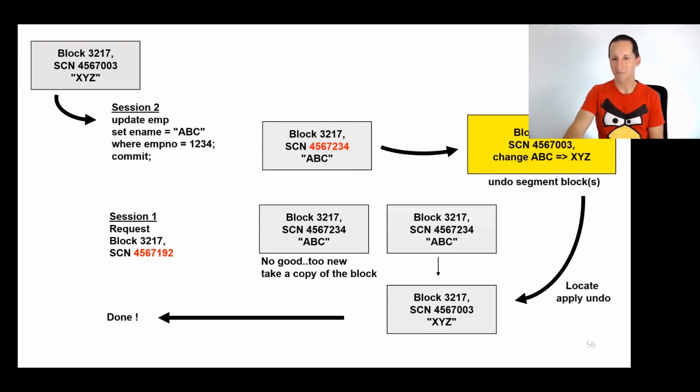So I can take the undo in the yellow there and say, let's apply that. And I'll take block 3217 back to SCN 003, which means the employee name was XYZ. Now 003 is less than the initial request there of SCN 192 that session 1 needed. So now my block is correctly up to date in terms of I've taken it backwards in time and I can use it for session 1's query. So that's effectively how read consistency works. It's on the fly applying undo from other people's transactions.